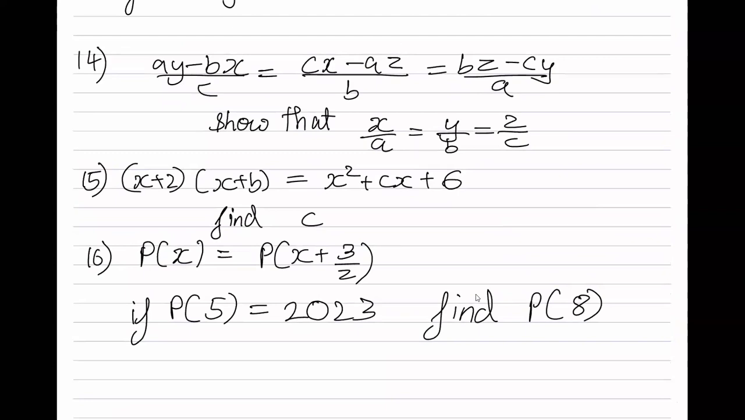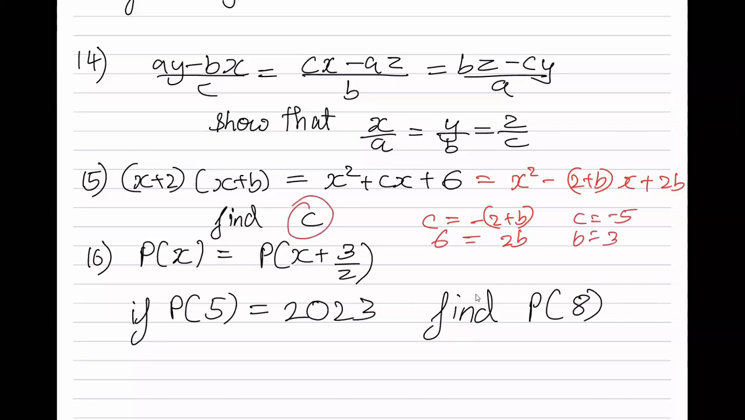15 is really easy. I'll do it right over here only. You need to compare coefficients. This will be x square minus 2 plus b of x plus 2b. Now by comparing coefficients, I have c is equal to minus 2 plus b. And another equation that I have is 2b equal to c. Okay, 2b equal to 6. Sorry. From here, it is very easy to see that b equal to 3 and then c equal to minus 5. And the answer is done. Okay, c we have found.